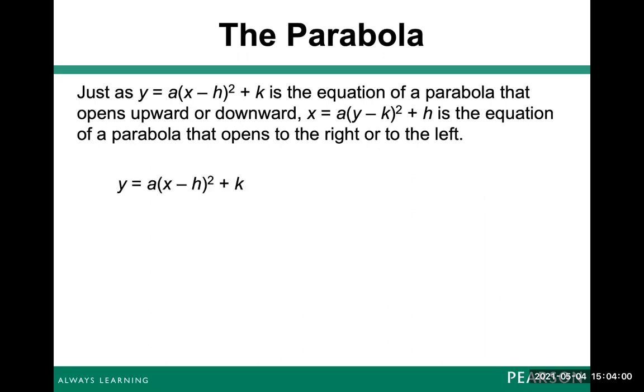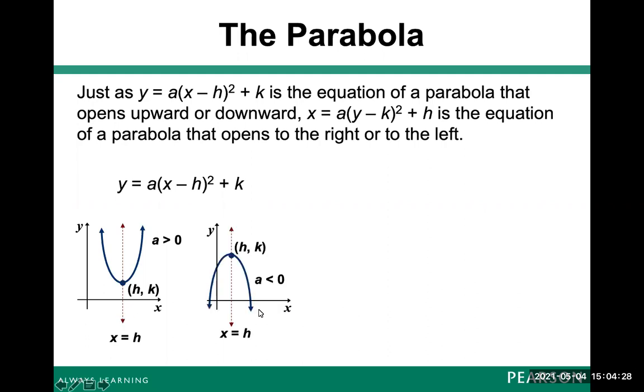So first, let's review some of the parabolas that we talked about in chapter 11. y equals a times (x minus h) squared plus k. If a is greater than 0, remember the parabola opens up. And remember also that the vertex is at the point (h, k). In this case, the axis of symmetry is the vertical line x equals h. If a is less than 0, the parabola opens down, but your vertex is still at (h, k), and your axis of symmetry is still the vertical line x equals h.